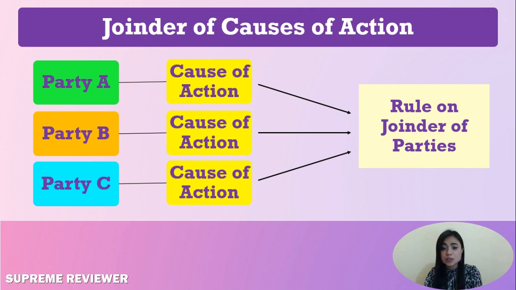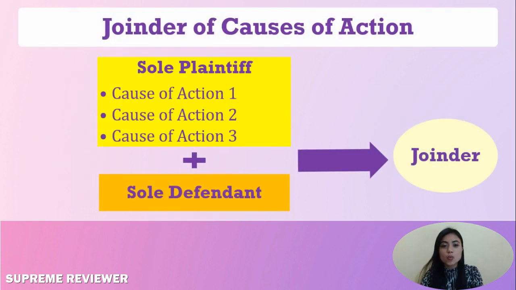So this is actually referring to the rule on joinder of parties. In other words, if there are multiple parties, in order for a joinder of causes of action to be allowed, there must be compliance with the rule on joinder of parties. How about if there is only one plaintiff and one defendant? Can there be joinder of causes of action? The answer is yes.